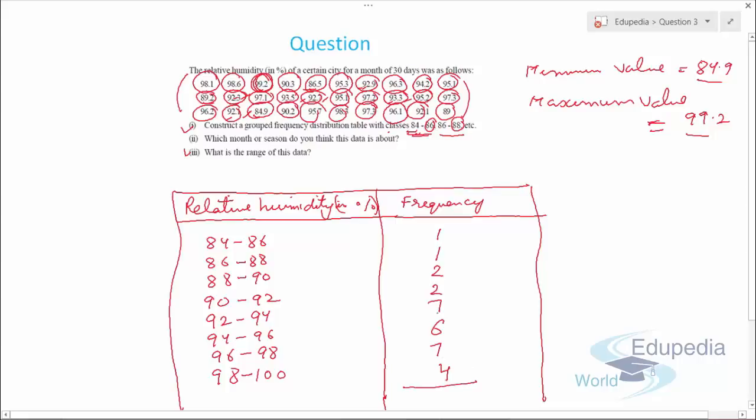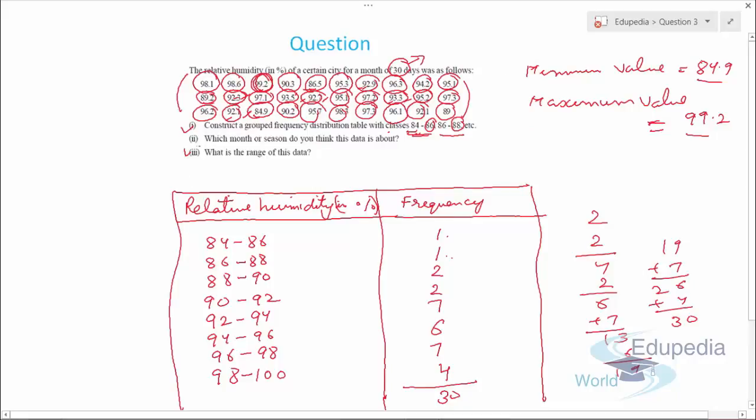So we need to match the distribution frequency summation with the exact number. So it should be 30, right? So let's add it. 1 plus 1 is 2, 2 plus 2 is 4, 4 plus 2 is 6, 6 plus 7 is 13, 13 plus 6 is 19, 19 plus 7 is 26, 26 plus 4 is 30, right? So we have 30 as the sum of frequency. This means our distribution table is correct, right? Which is exactly matching with the number of days.